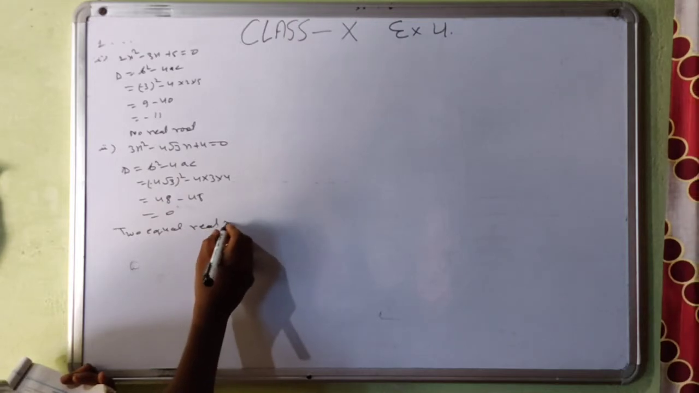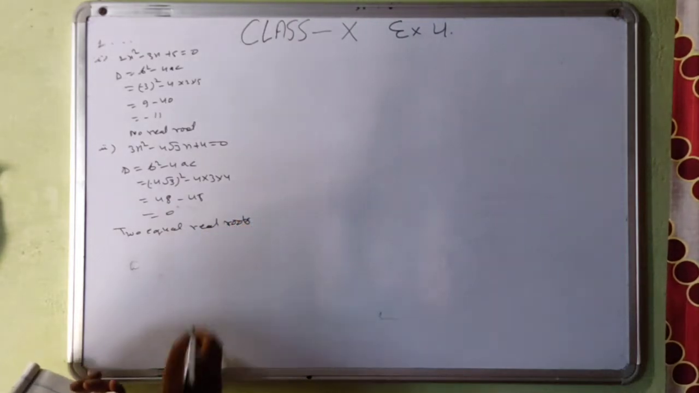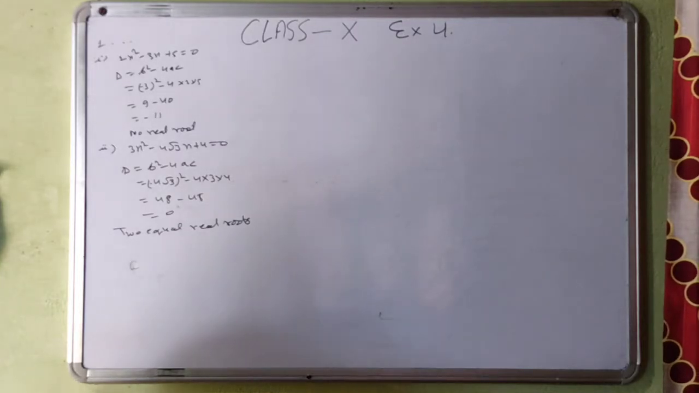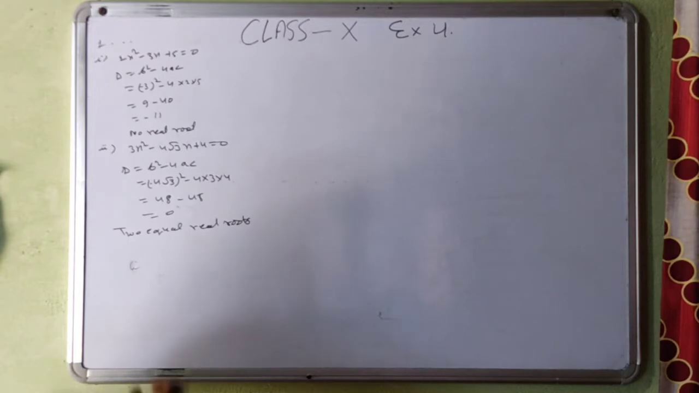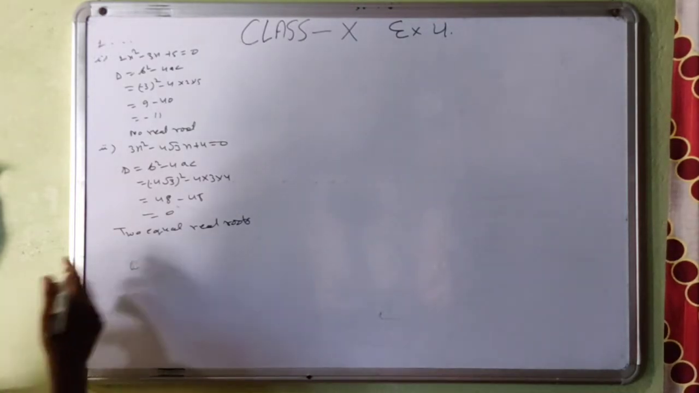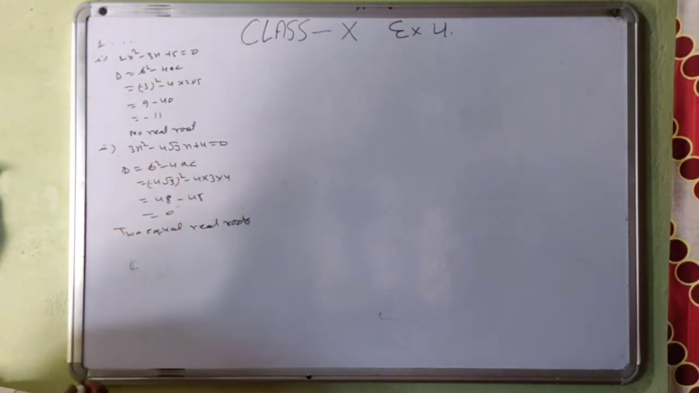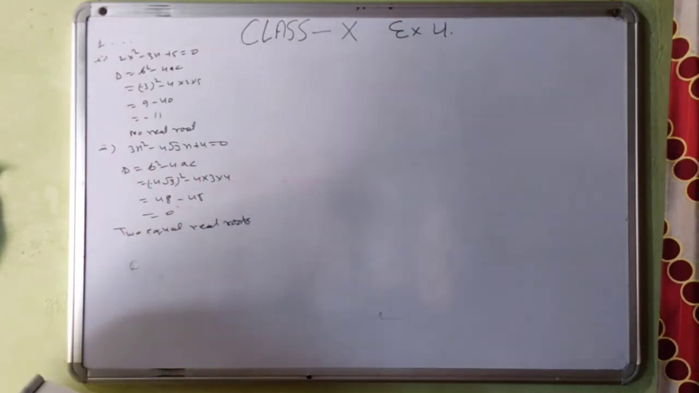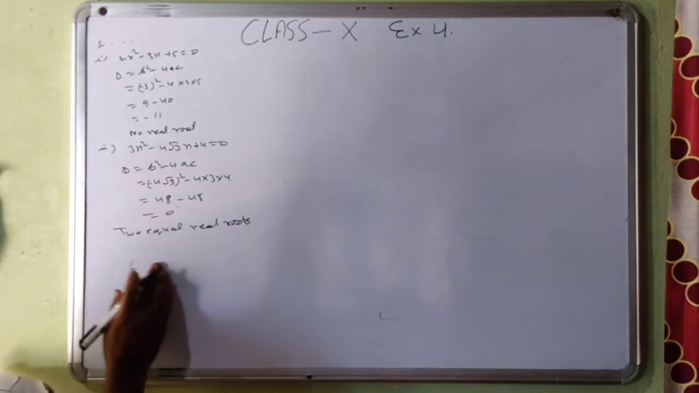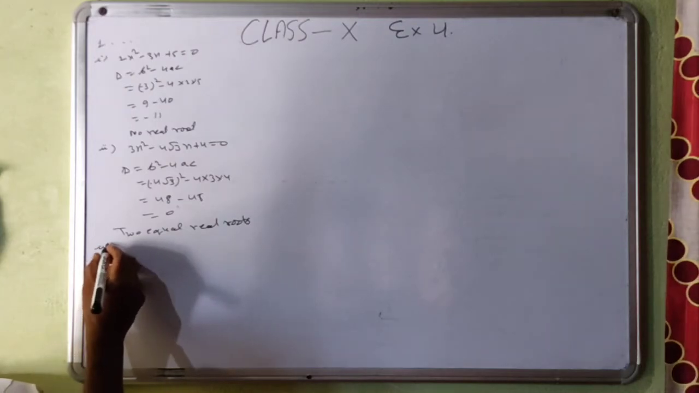Two equal real roots. And then we will find the real root also. You can find it by the completing the square method, or by the formula method. And then middle-term splitting also you can apply.